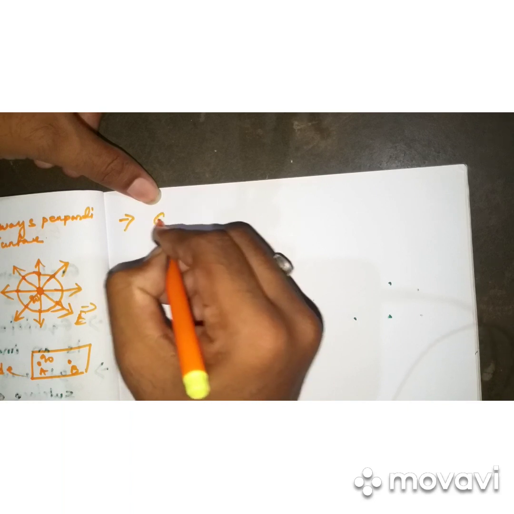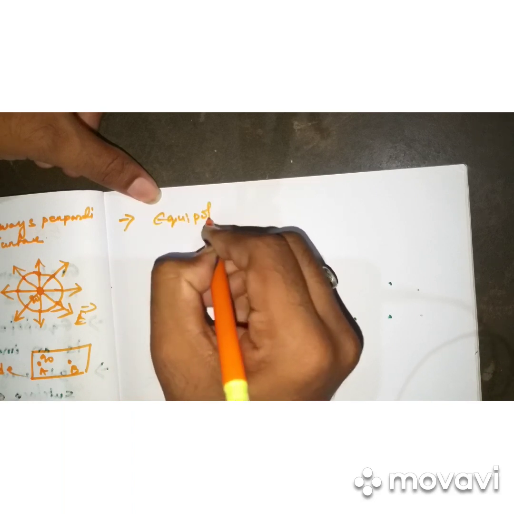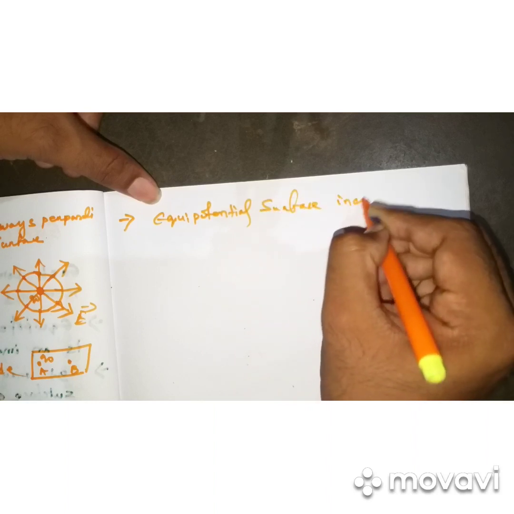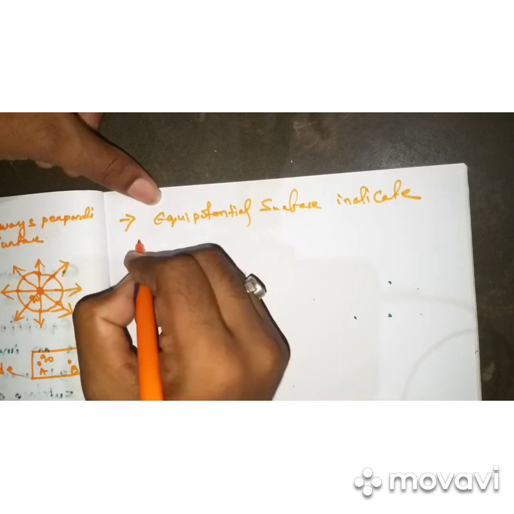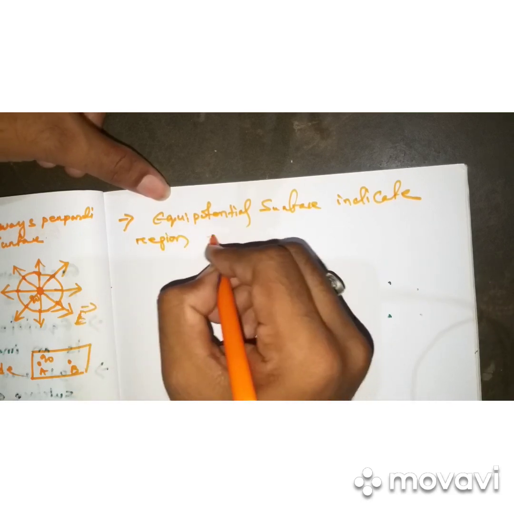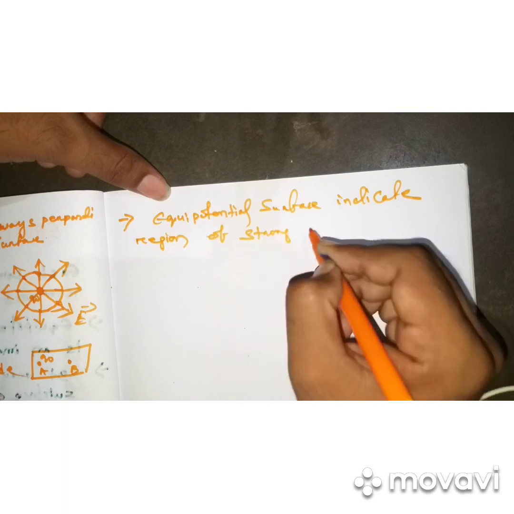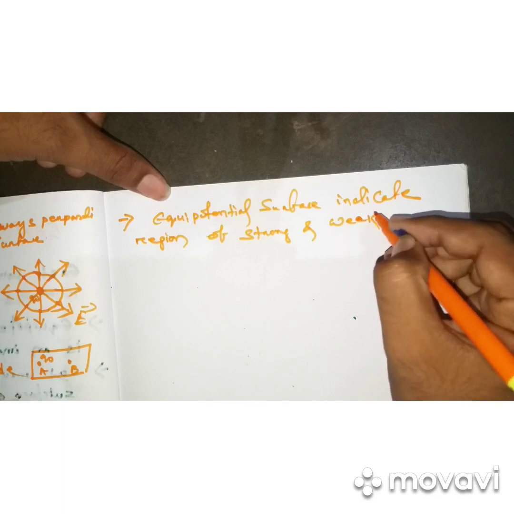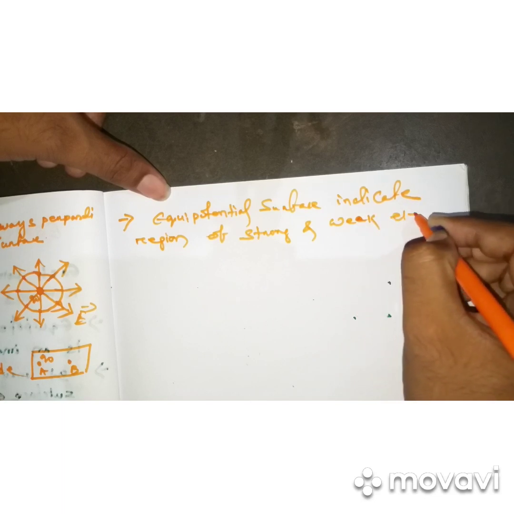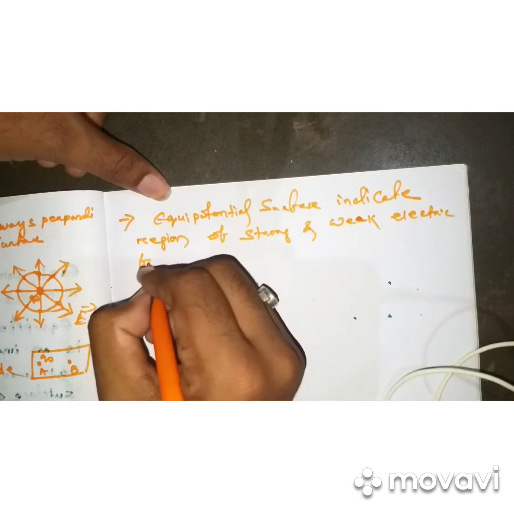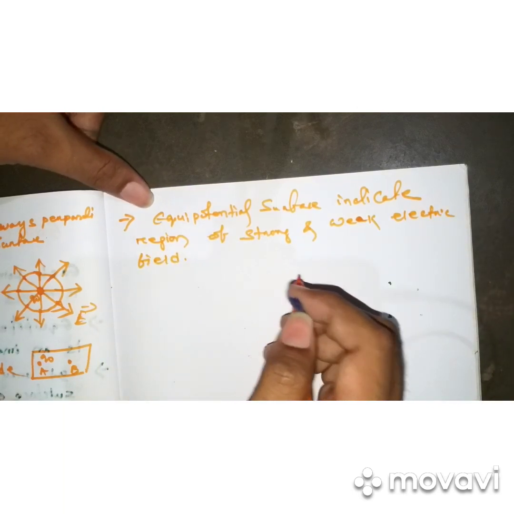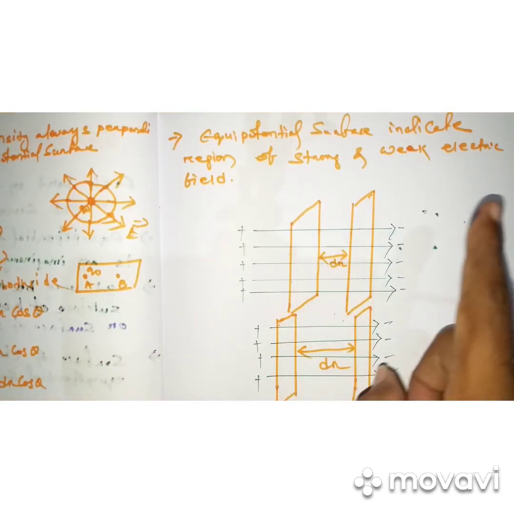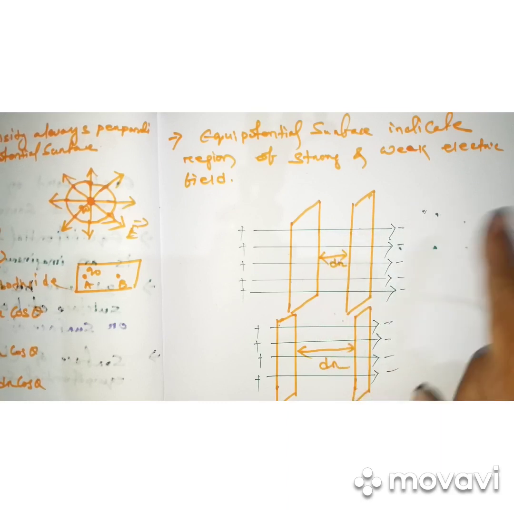Next point, equipotential surface indicates region of strong and weak electric fields. So equipotential surface indicates region of strong and weak electric fields.